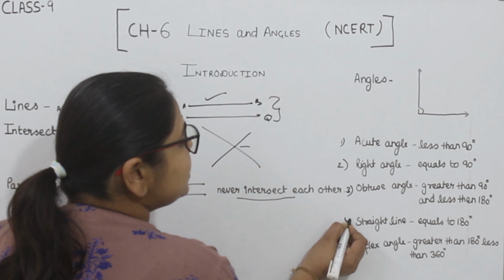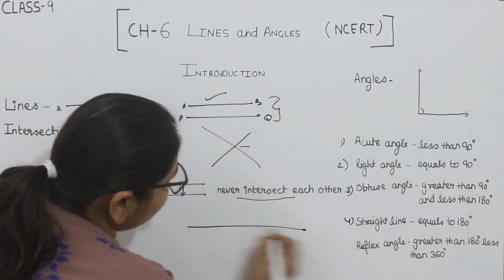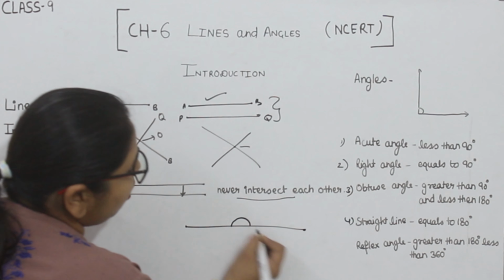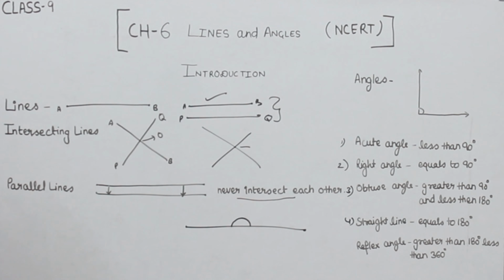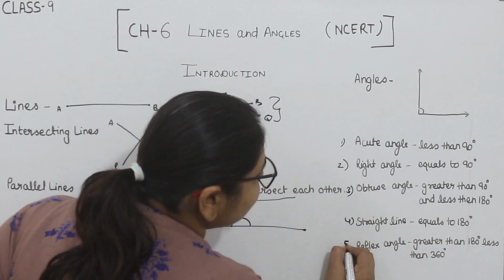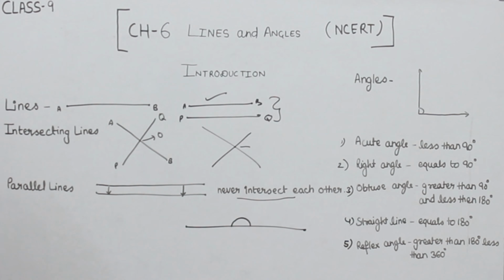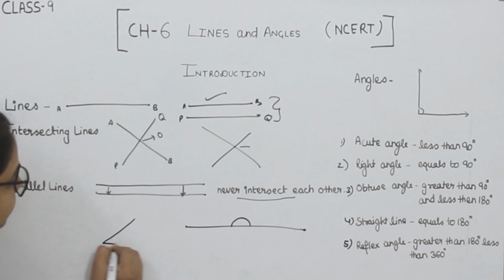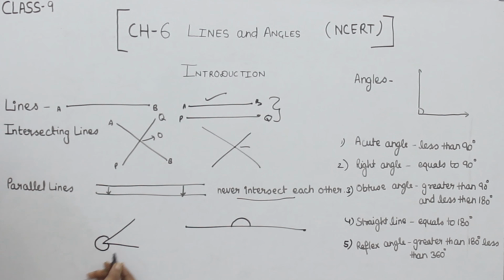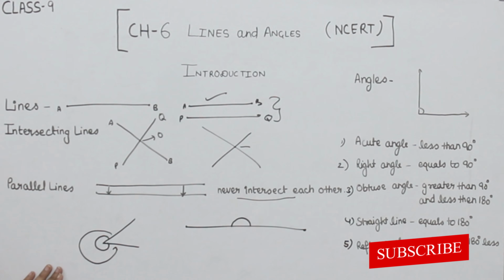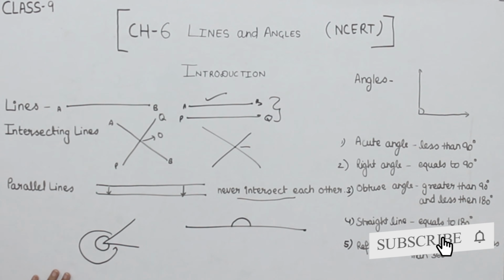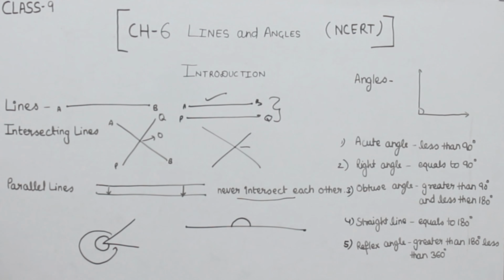The fourth one is the straight angle. The straight angle is this one. This one is the angle of 180 degrees. Now comes to the fifth one. That is the reflex angle. It is greater than 180 but less than 360. For example, this one is the angle starting from here to here. It is more than 180 but less than 360. So this is the example of reflex angles.